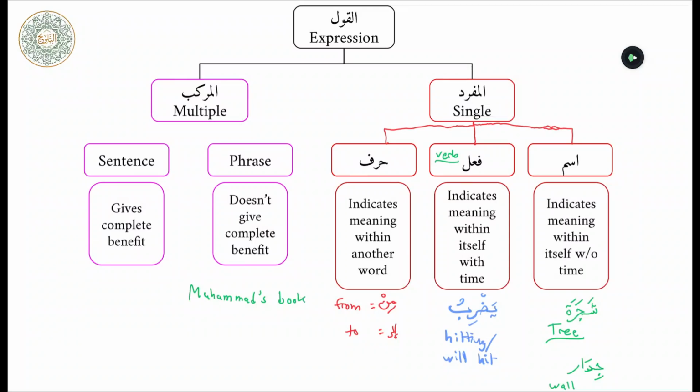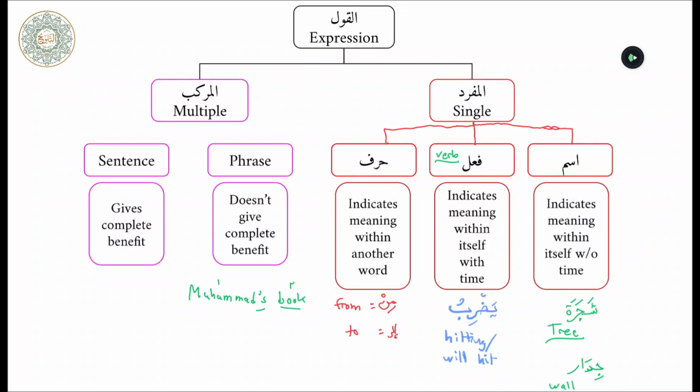How many words do you have? One, apostrophe S is there. And two. Okay, you have multiple words. Now, these multiple words you have, it's a murakkab. It's multiple words. It's not mufrad. It's not single. It's multiple words. But does this give you a complete benefit? Yeah, you understood you were talking about a book that belongs to Muhammad.